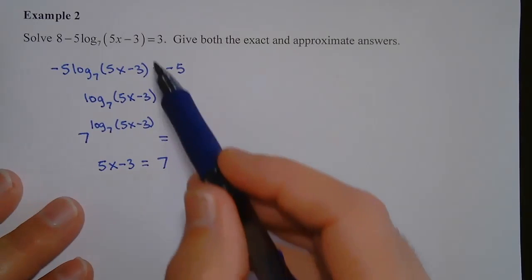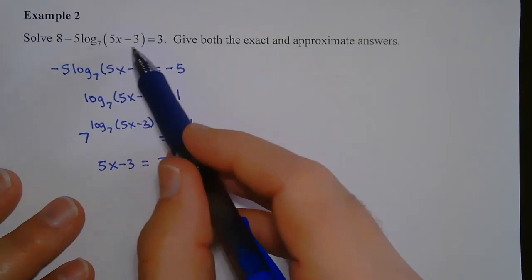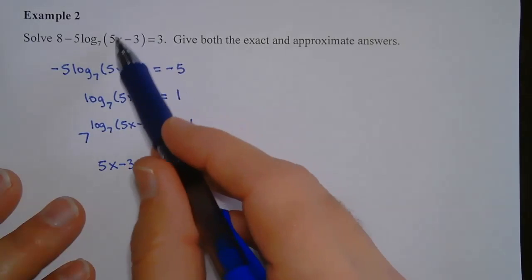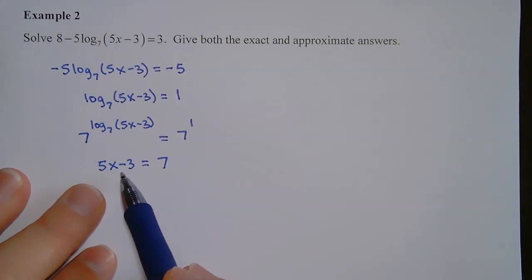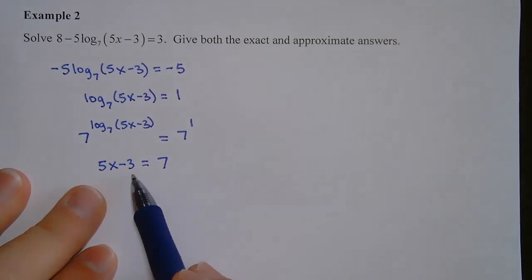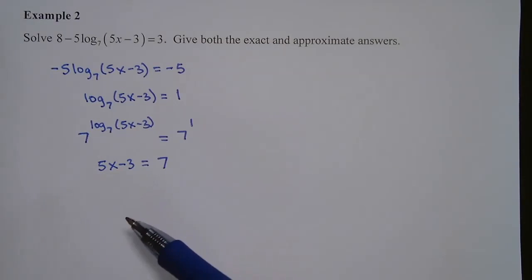What happens is there are restrictions on this logarithm. This has to be positive. It can't be 0 and it can't be negative. But here, when we plug it in, this could be anything. So that's why we have to check our answers when we're all done.